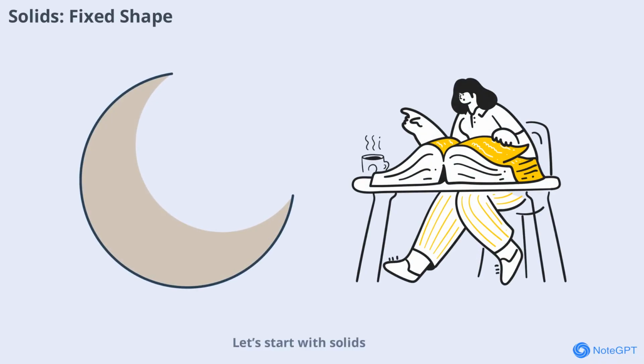Let's start with solids. Solids are materials that have a definite shape and volume. This means they don't change shape easily. Think of a wooden block or a metal spoon. They keep their shape unless you force them to change. The particles in solids are packed closely together and vibrate in place, which is why solids are usually hard and rigid. Solids are all around us, from the furniture in our homes to the rocks outside.